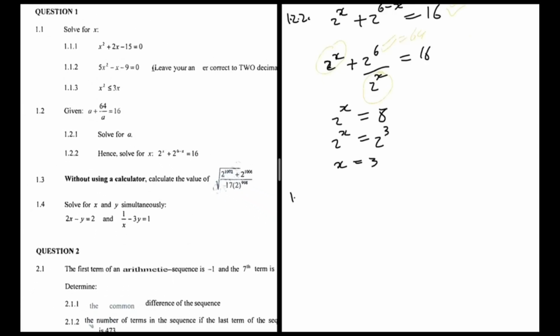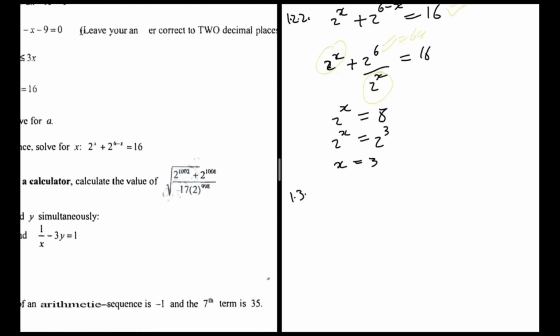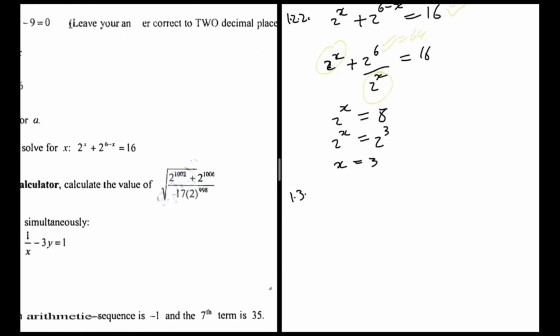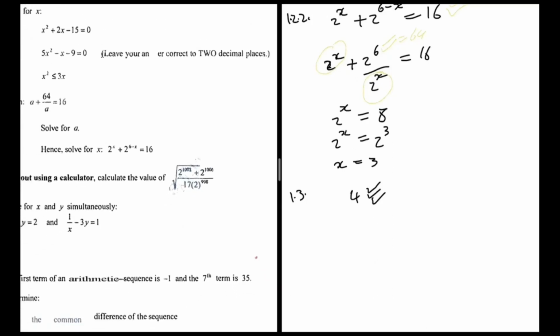And then we have 1.3, which says, without using a calculator, calculate the value of, and we have this expression here that looks scary. When a question says don't use the calculator and it's like this, I'm going to use a calculator so that I can see what the answer is supposed to be. So when I use the calculator, I get 4, right? So I know that my answer is supposed to be 4. So now I can sort of solve it, but I already have a heads up. I know what I'm supposed to get, right?